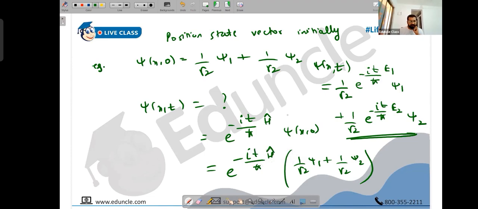Clear? Tell me if not, please. We are aiming to find the position of the system. No. Nothing. This is just a state function only.